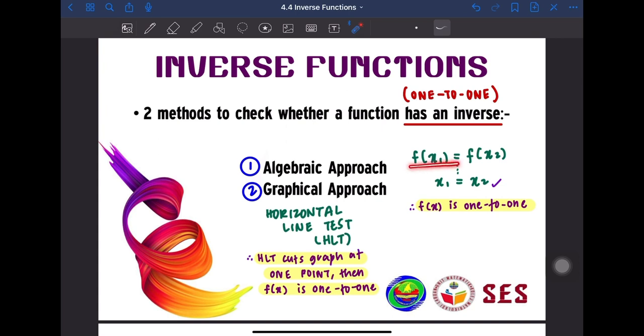Which is kita akan start dengan this statement. So kita akan prove sampai dapat sini. So at the end, kalau awak dapat x1 equal to x2, then yes, f kita is one-to-one function. Nanti kita akan buat example ya, jangan pening dulu.